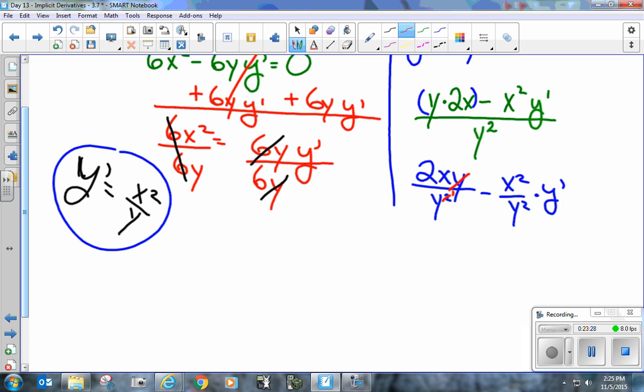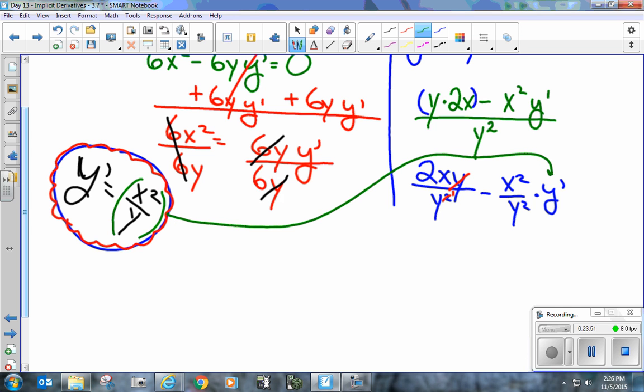So how do I get the second derivative? That is my second derivative, but I have to get rid of that y prime. It's a good thing we know what y prime equals. I'm going to take this, because this is what y prime equals, and substitute it right in for y prime. 2x over y minus x squared over y squared times, what is y prime? It is x squared over y. What do I get when I multiply these two together?